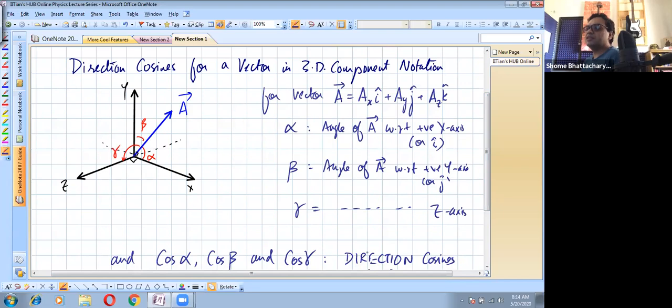So this is the definition of direction cosines. Collectively, they are called the three direction cosines: cos alpha, cos beta, and cos gamma. And collectively, they represent the geometry of that vector. Next, we are going to see the formula to express it. So first, just make a note of this concept. We use the standard symbols alpha, beta, and gamma to express the angles of the vector A with respect to the positive x-axis or i cap, the positive y-axis or j cap, and the positive z-axis or k cap.